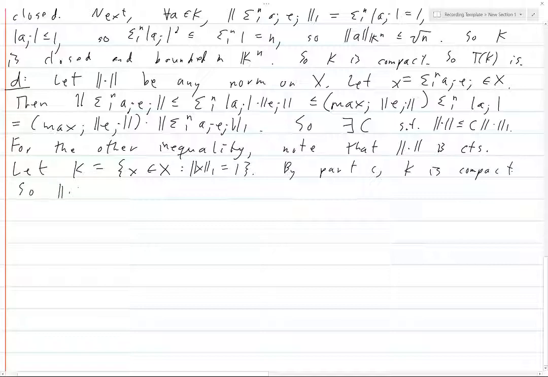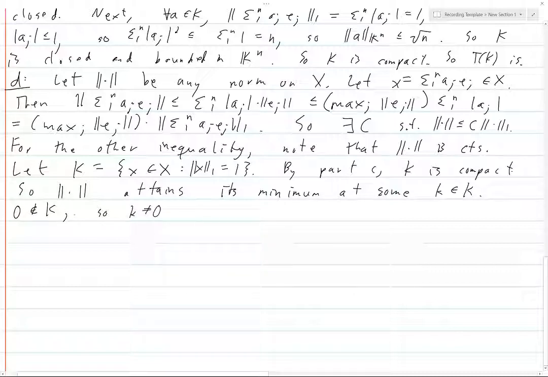So this attains its minimum at some point, let's call it lowercase k and uppercase K, because those look dissimilar enough that they will never cause any confusion. Now 0 is not in K, so k is not equal to 0. So the norm of k is strictly greater than 0.